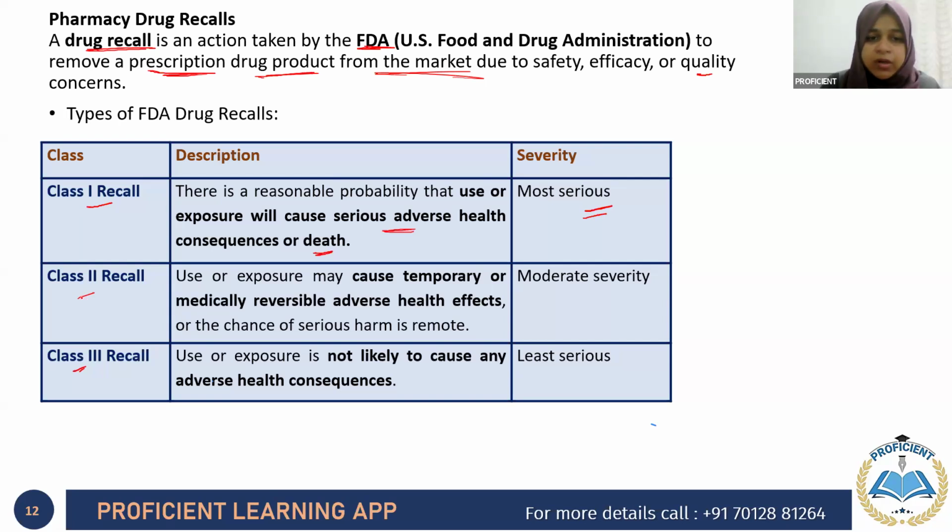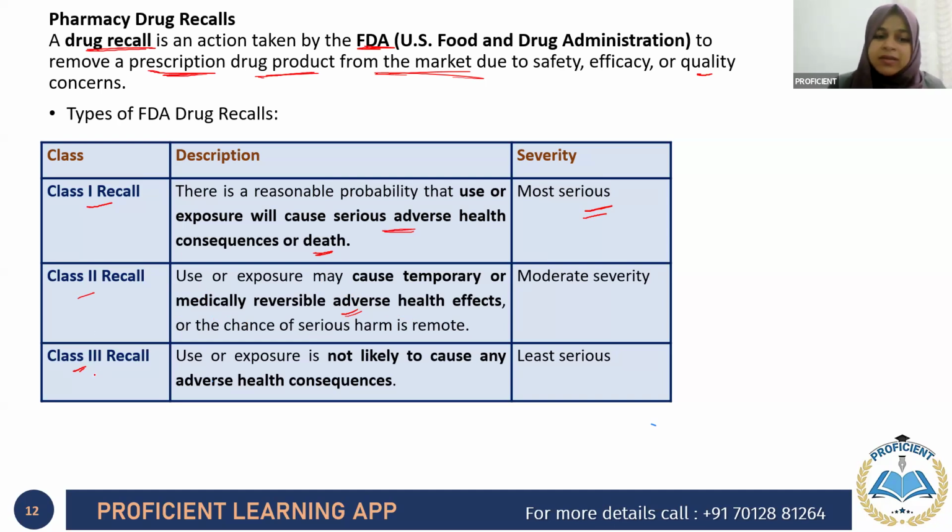Then you have class two recall, which will not cause death, but may cause some adverse health effects. Not serious harm, but some adverse health effects. So they are of moderate severity. Class two recalls.